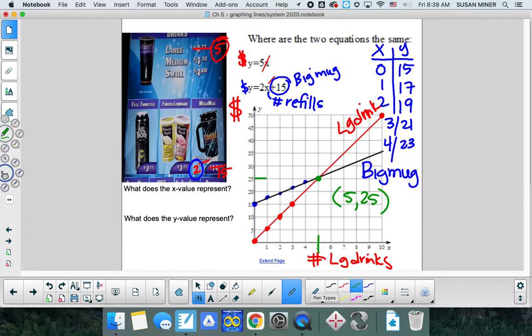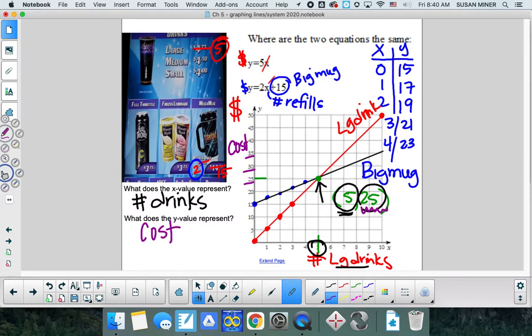And what we really want to start to understand in this lesson and from these story problems is, what are these numbers? What does this place where they're the same represent? What do those numbers represent? So what does the X value here, the 5 in my ordered pair, what is it representing? Well, I have to know what I'm talking about, right? And in this case, my X values all represent number of large drinks. And then I can say, well, then what does my Y value over here represent? What does this Y value over here represent? And all of my Y values represent cost. And so this is cost.